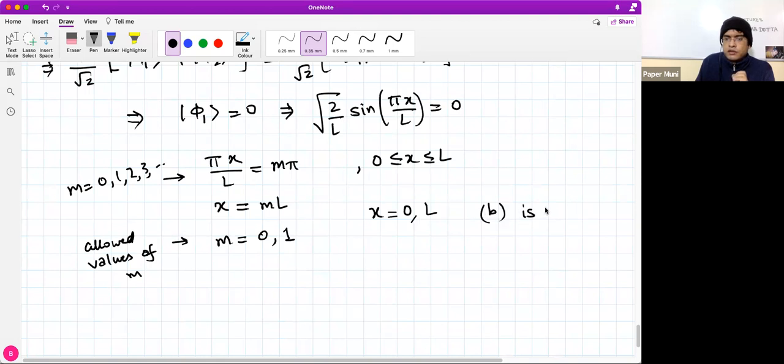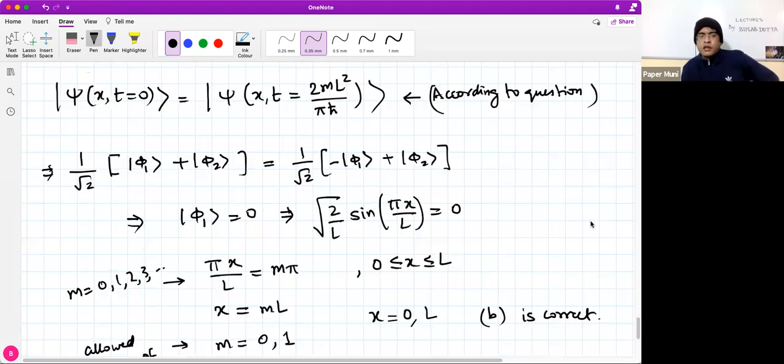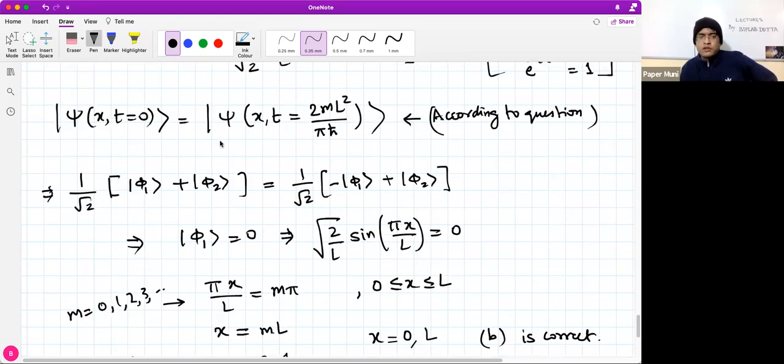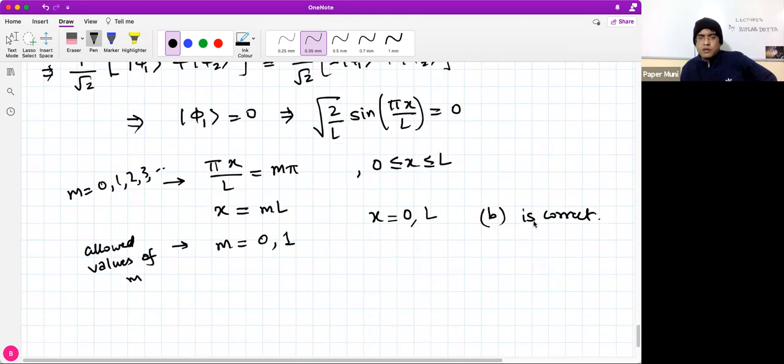B is correct. So according to the question, these are the values of x where the wave function at two different times, the initial time and this final time which is given to you, will be equal. All right.